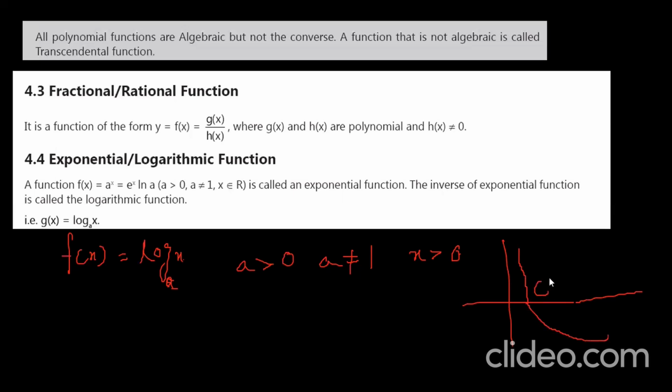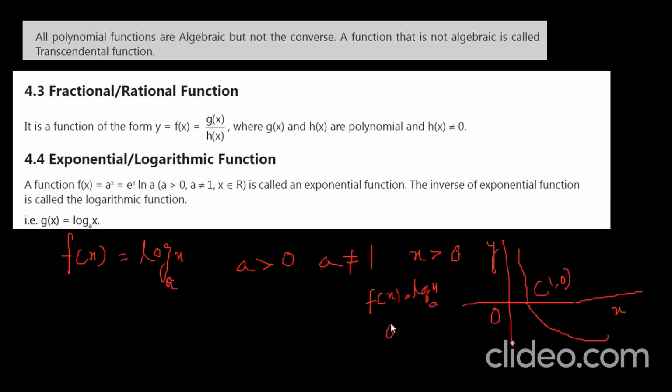It's going to be 1 comma 0. This is x and this is y if I take. This is my origin. If this is the case, f of x is equal to log x to the base a.